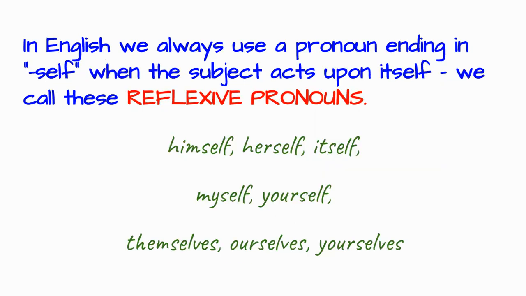Well, notice what we did in English. In a situation like this, we always use a pronoun ending in self when the subject acts upon itself. In other words, when we have the same person or thing as the subject who also plays another grammatical part in the sentence. We call these reflexive pronouns. Notice the ones we have in English. They all end in self: himself, herself, itself. Myself, yourself are the first and second person pronouns. Then themselves, ourselves, yourselves, the various plurals. Always ending in self or selves.